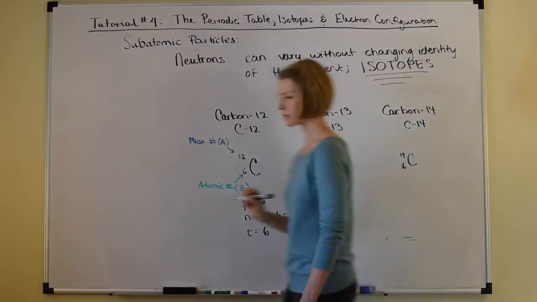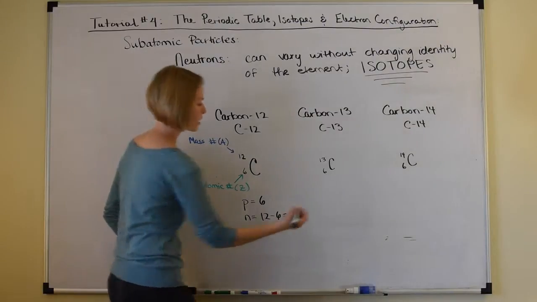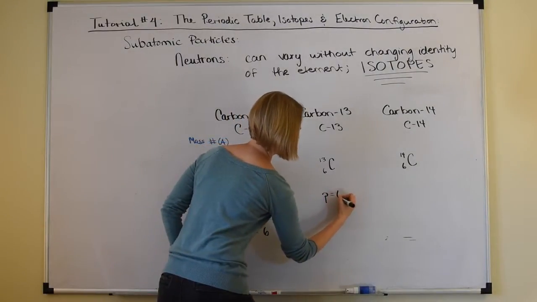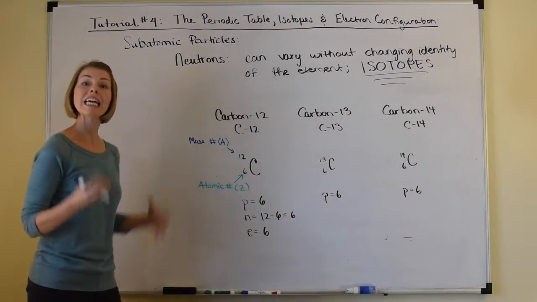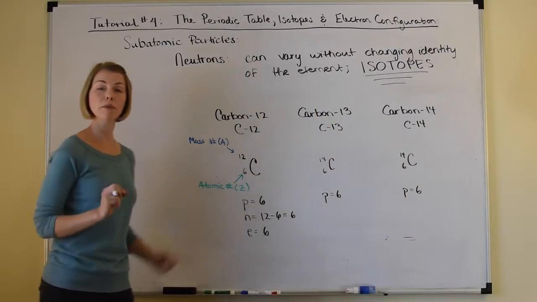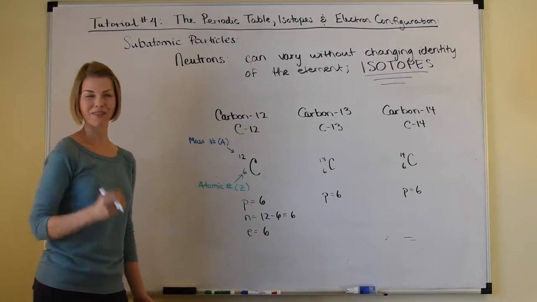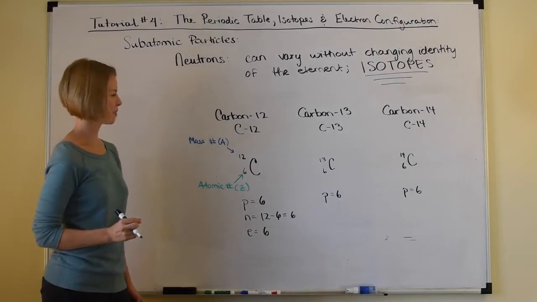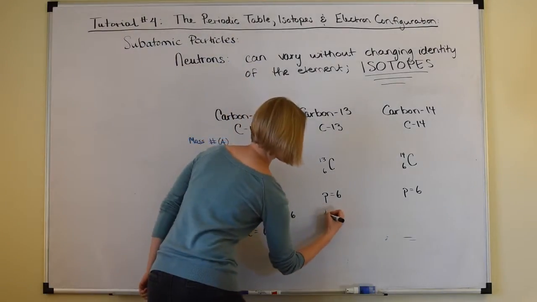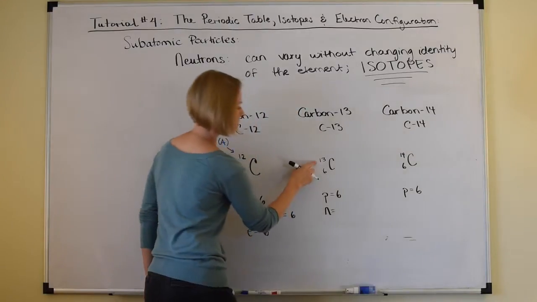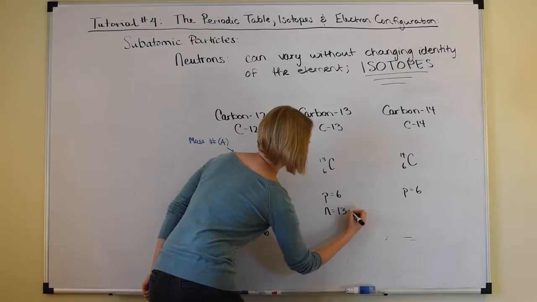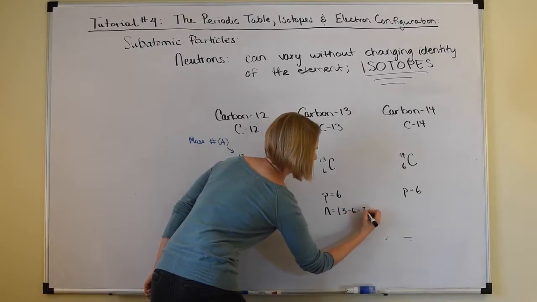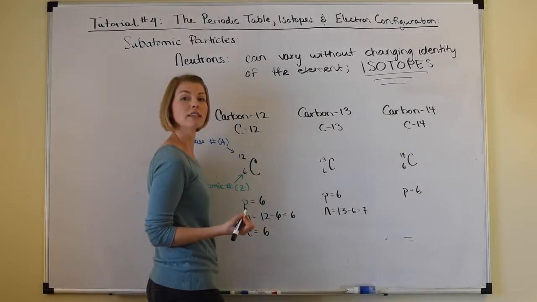Okay? All right, so the number of protons is always going to be 6 for carbon. It doesn't matter what isotope of carbon it is, it's still carbon. So the number of protons, the atomic number, is always going to be 6. The number of neutrons is going to vary though, so we have to look at the mass number. For this isotope of carbon, it's going to be 13 minus 6, or 7 neutrons.